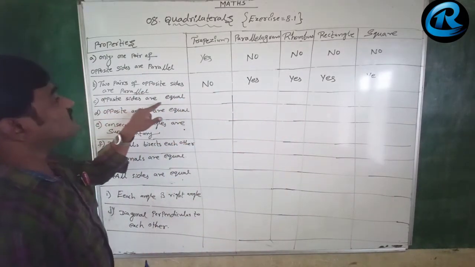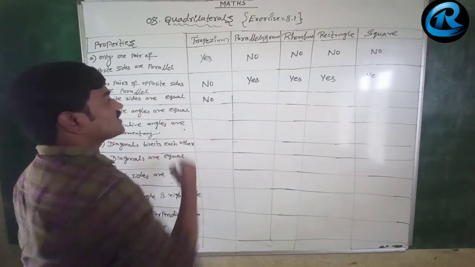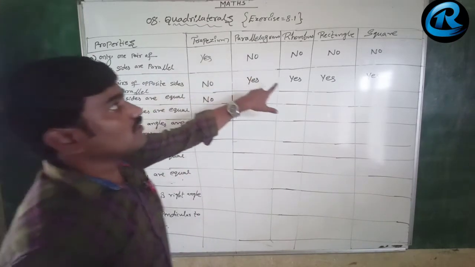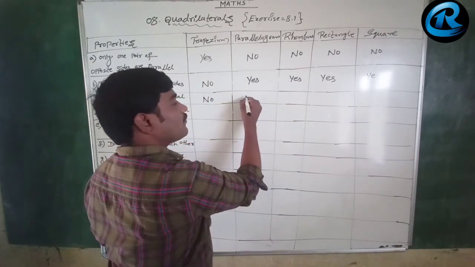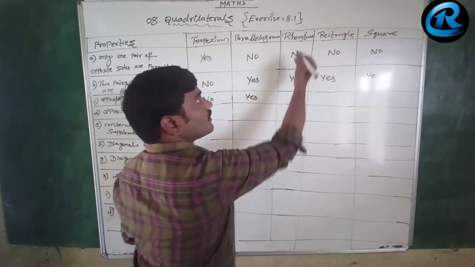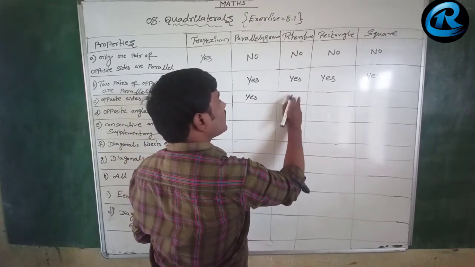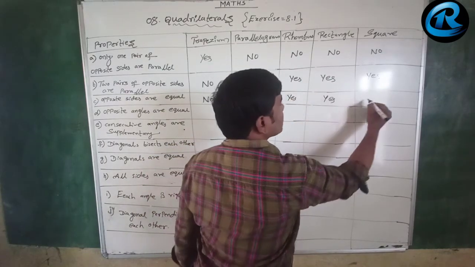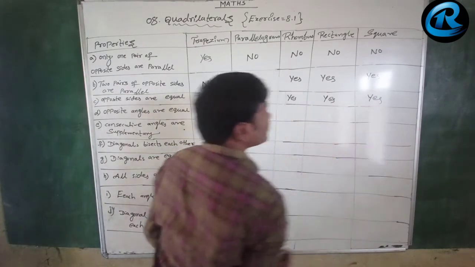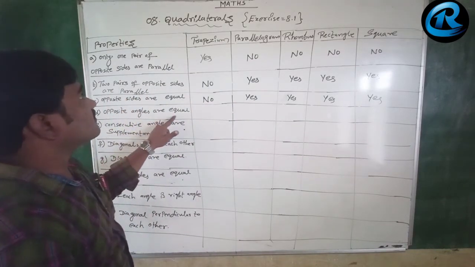Then opposite sides are equal. In the trapezium? No, there are no equal opposite sides in the trapezium. Parallelogram, rhombus, rectangle, square: in a parallelogram, opposite sides are equal. Yes. Rhombus also has opposite sides equal, yes, because in the rhombus all sides are equal. Rectangle, opposite sides are equal. Yes. Squares also have opposite sides equal. That is also yes.